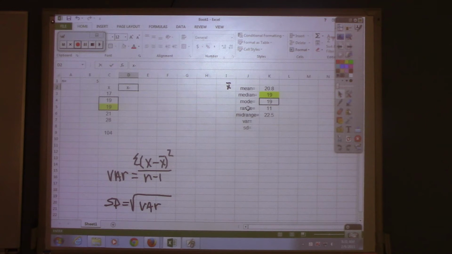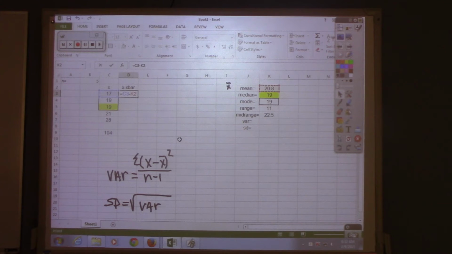X minus x bar equals 17 minus 20.8. Now, for those of you that are learning how to do Excel or know how to do Excel, notice I didn't say those that don't know how to do it. Those that don't know how to do it can do it by hand. I'm not telling you you have to use Excel.